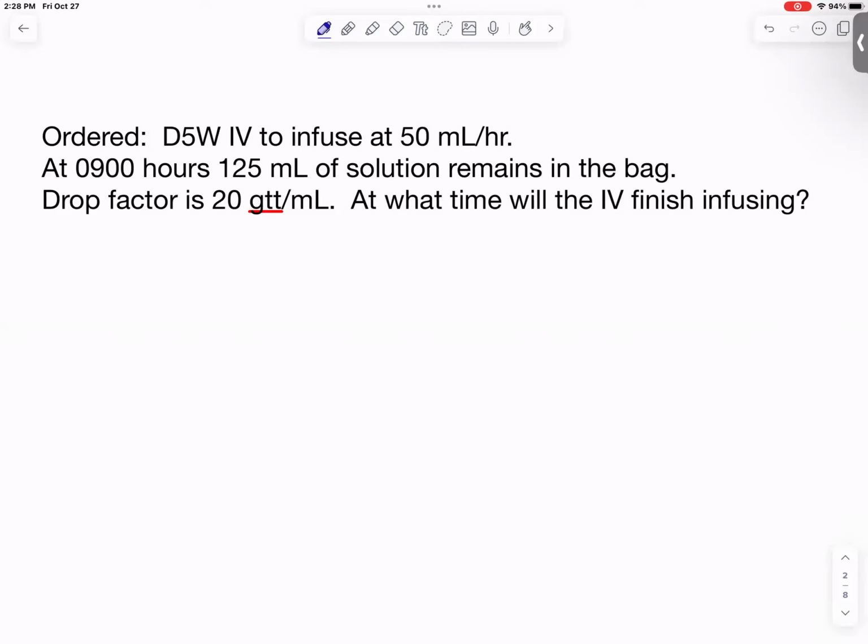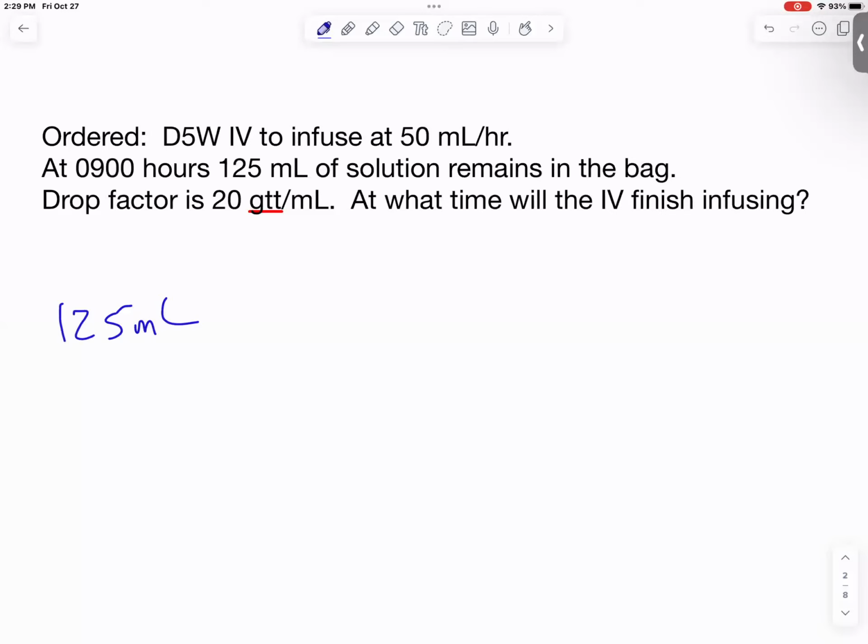All right. So it's telling you a lot of information. D5W IV to infuse at 50 milliliters an hour. Great. But at 9 a.m., you walk in the room and there's only 125 milliliters left in the bag. So we're starting with that, 125 milliliters.